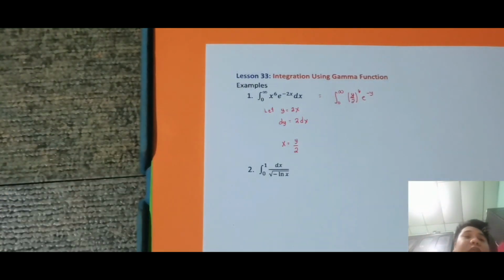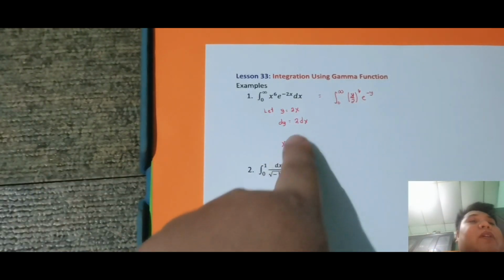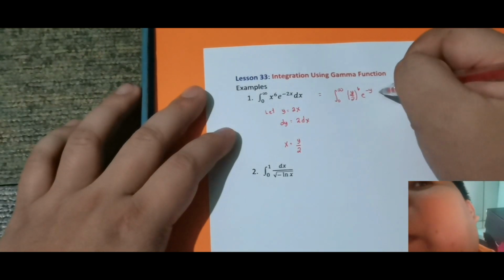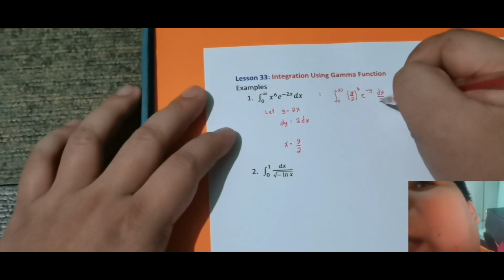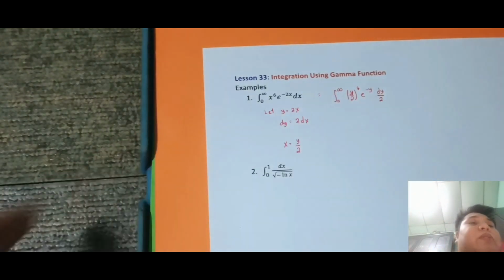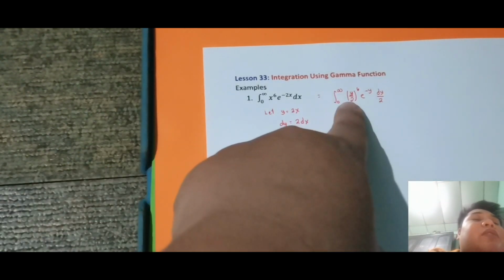Kung napansin mo, meron akong e raised to negative y. So na-resolve ko na yung isang part. Then lastly, yung dx ko papalitan ko lang ng dy over 2. Sir, ba't dy over 2? Kasi dy is 2 dx. Okay, divide ko both sides by 2. So dy over 2.